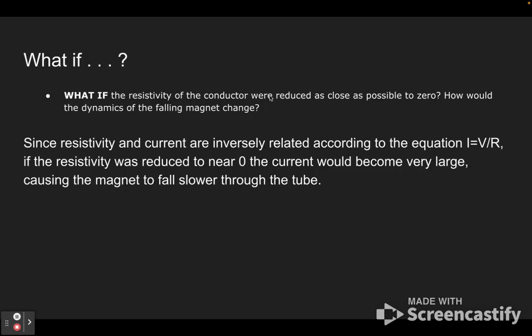So what if the resistivity of the conductor was reduced as close to 0 as possible? How would the dynamics of the falling magnet change? Since R and I are inversely related according to the equation I equals V over R, which is Ohm's law, if the resistivity was reduced to near 0, then the current would become very large, which would cause the magnet to fall slower through the tube.